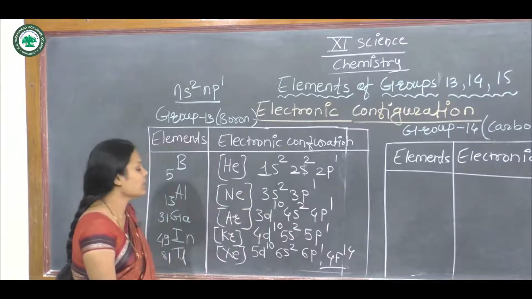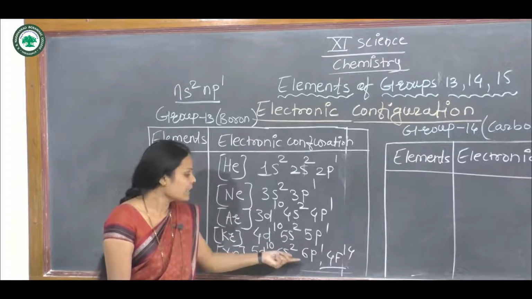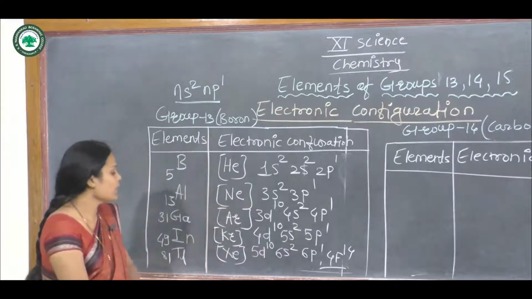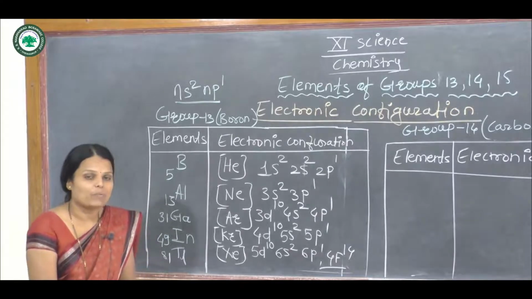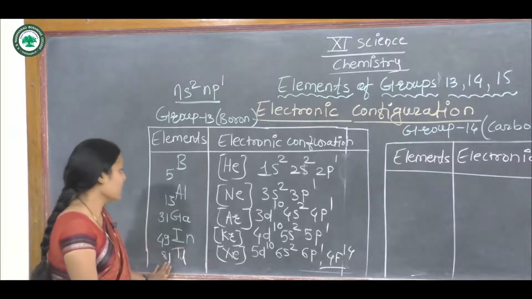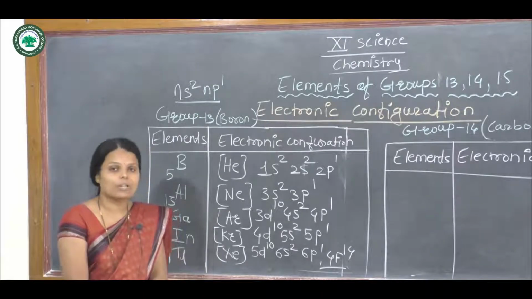4f14. We also calculate the 4f14, 5d10, 6s2 and 6p1. This is the electronic configuration of the thallium atom. Thallium is the last element in the boron family, and its atomic number is 81. Now this is the condensed electronic configuration.